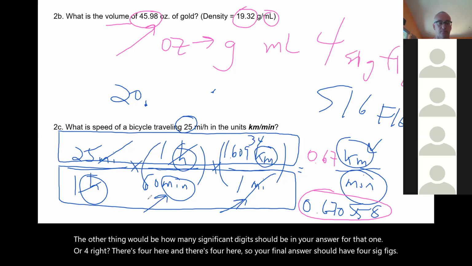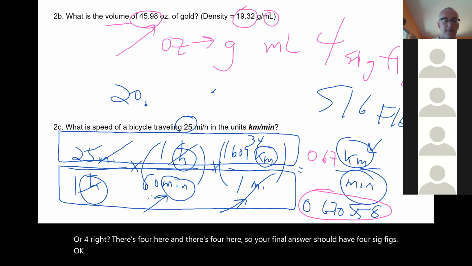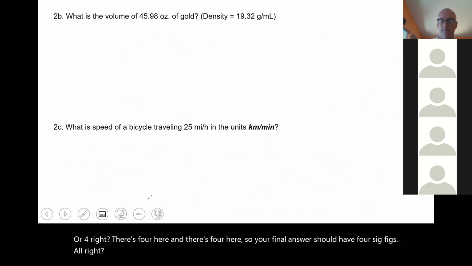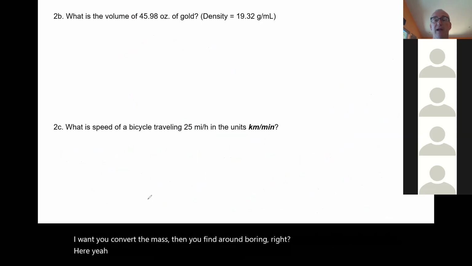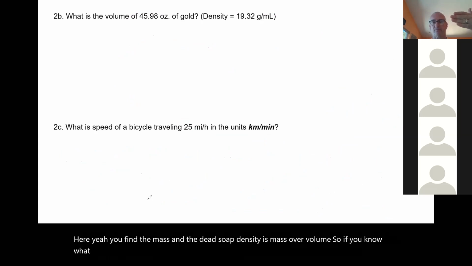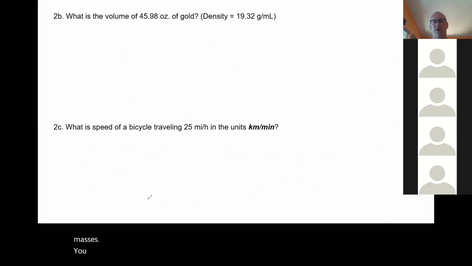Okay? All right. That one, once you convert the mass, then you find the volume, right? Well, yeah, you find the mass, and so density is mass over volume. So if you know what the mass is, you just figure out what the volume is.